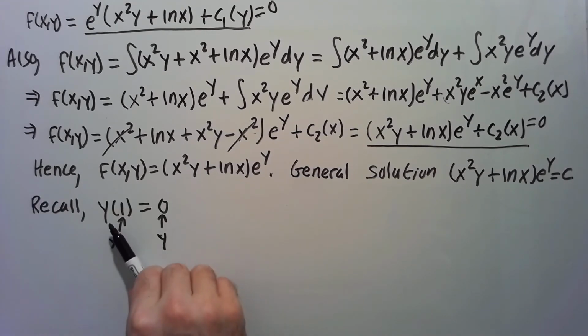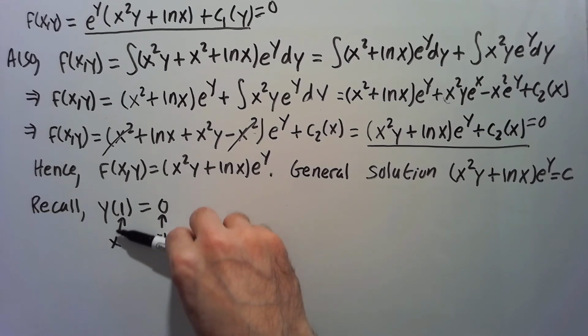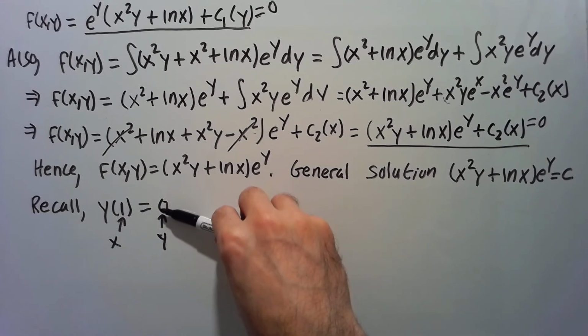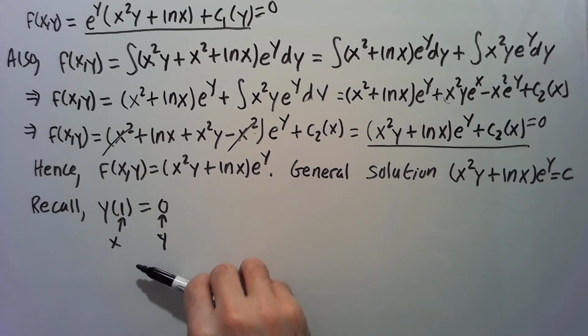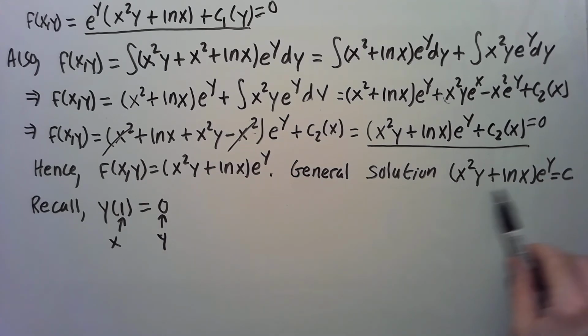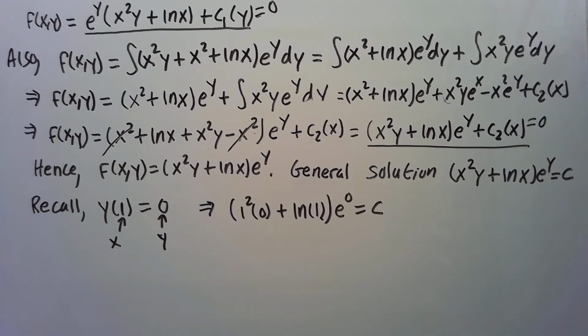So our initial condition is y of 1 is 0. That means that when x is 1 and y is 0, we should be able to figure out what things are here. So let's work this out. So I'm plugging 1 in place of x, 0 in place of y into my general solution over here. So I've done it here.